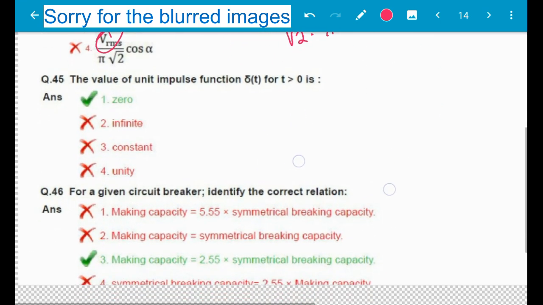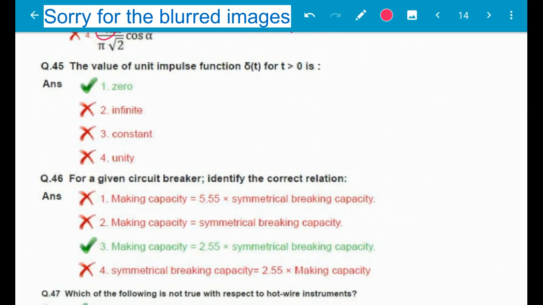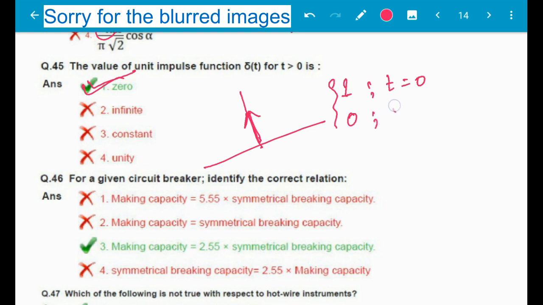Next question: the value of the unit impulse function delta t for t greater than 0 is 0. This is the definition, because delta t is like this. This is the impulse function. For the unit impulse function, delta t is 1 for t equal to 0, and 0 for t not equal to 0. And if only the impulse function is given, then its value will be infinity at 0.